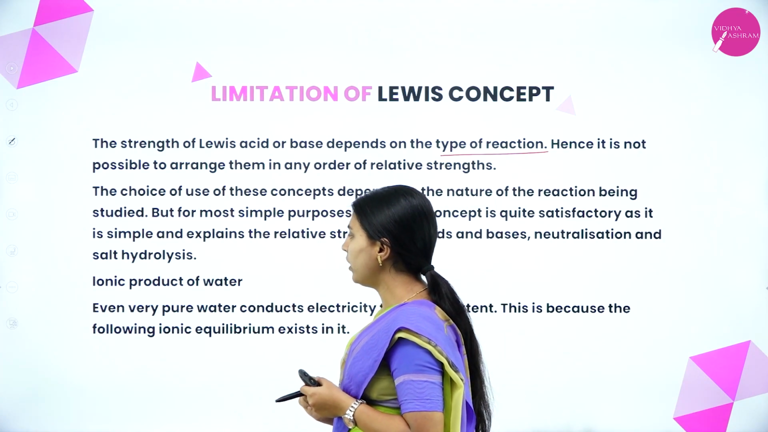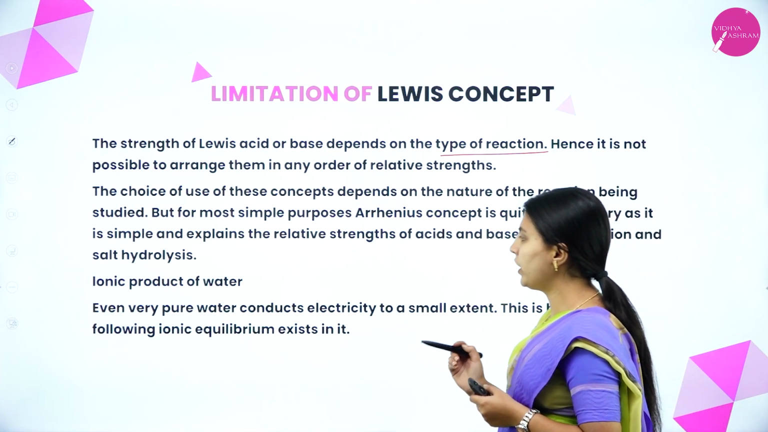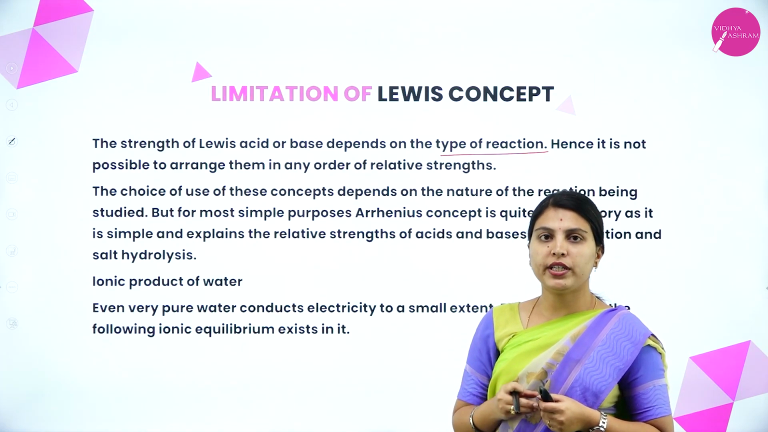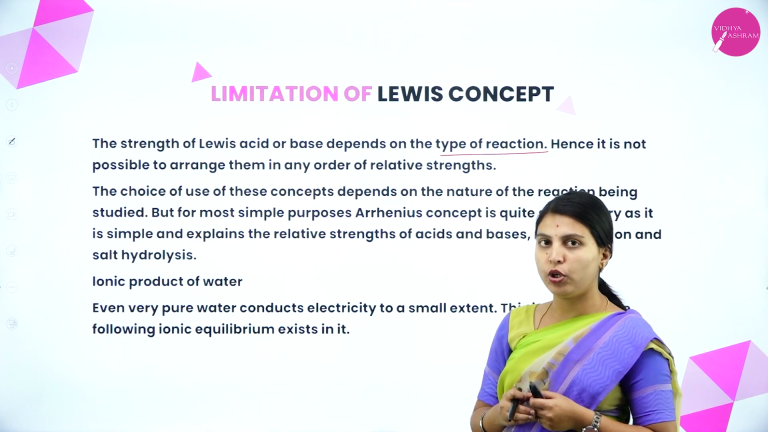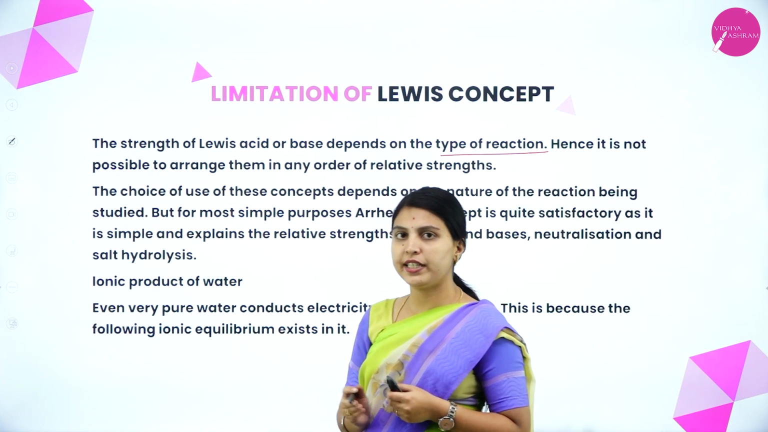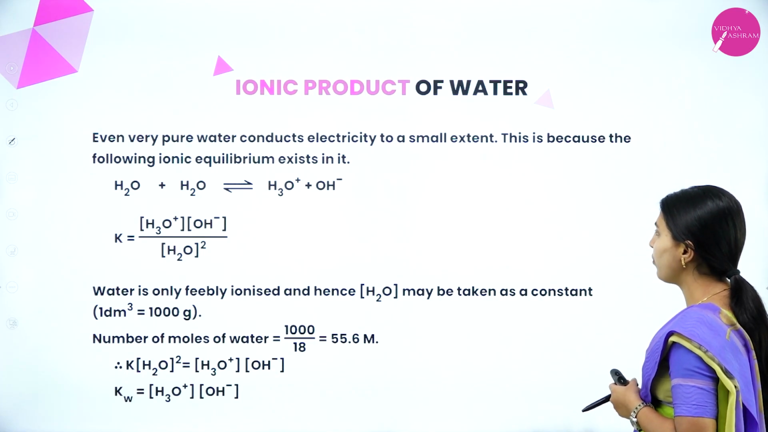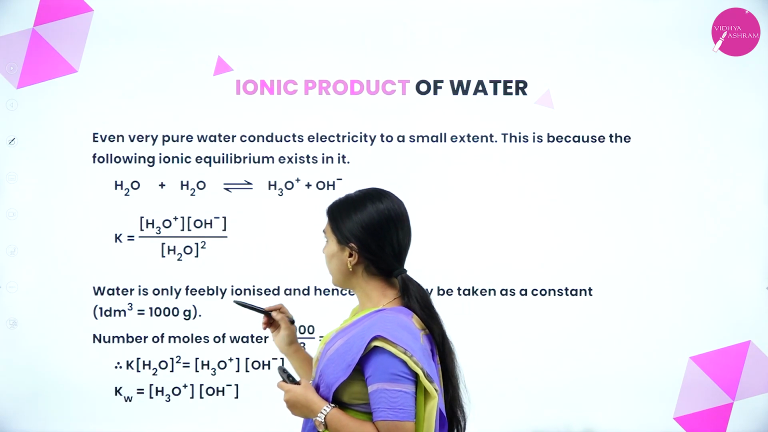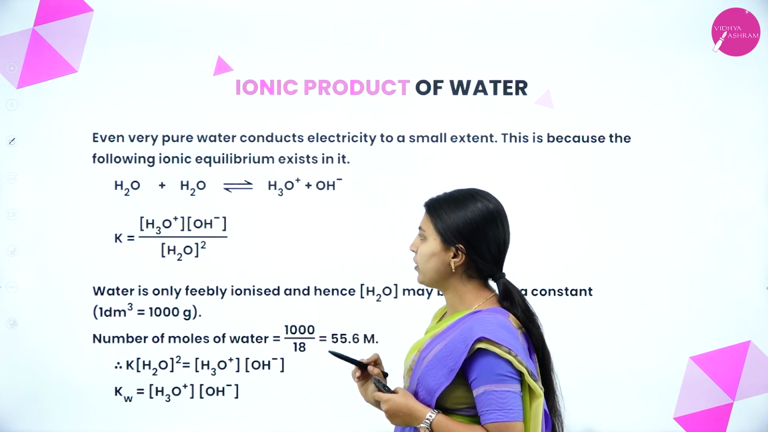Next, the ionic product of water. Even very pure water conducts electricity to a small extent. This is because the following ionic equilibrium exists in it. Usually we say that water with impurities conducts electricity better than pure or purified water. But here, due to the ionic equilibrium, even very pure water conducts electricity to a small extent. In water it gets ionized, and H3O+ and OH- will form.